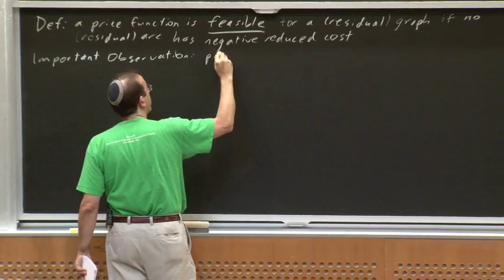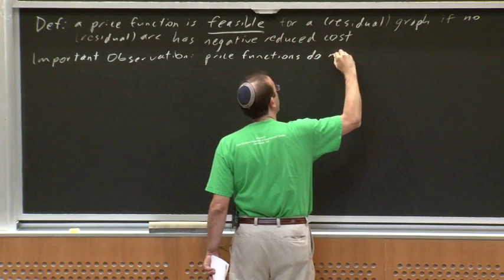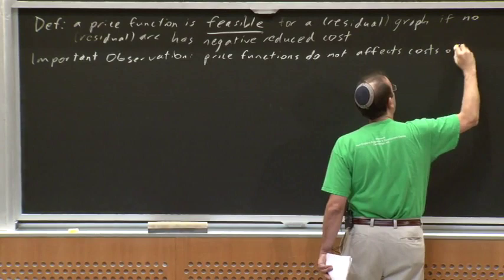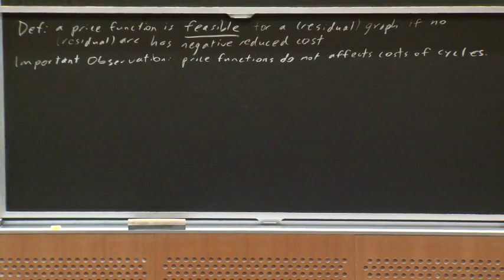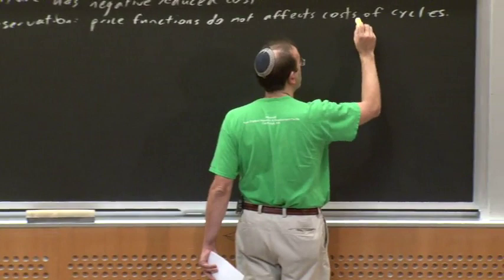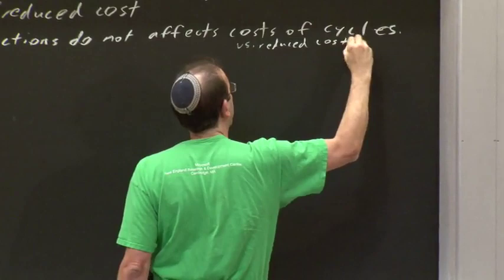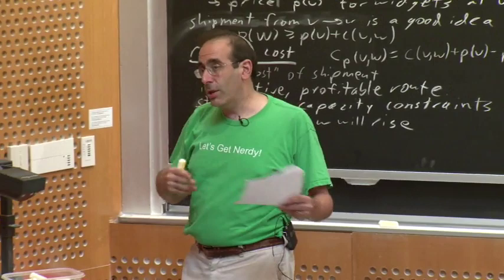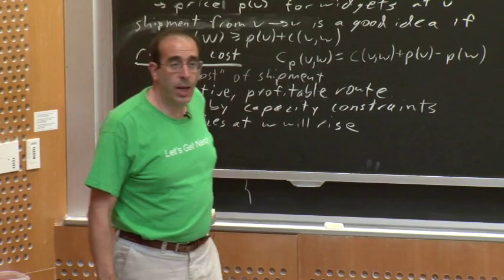These price functions do not affect costs of cycles. So whether or not a price function is feasible, you can pick any price function you like, and it does not change the cost of a cycle. That is, the cost versus the reduced cost, they're the same. Why is it that when you set up a price function which changes all the costs in this shifted way into reduced costs, that does not change the cost of a cycle?